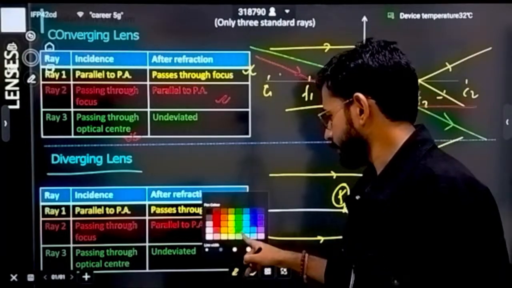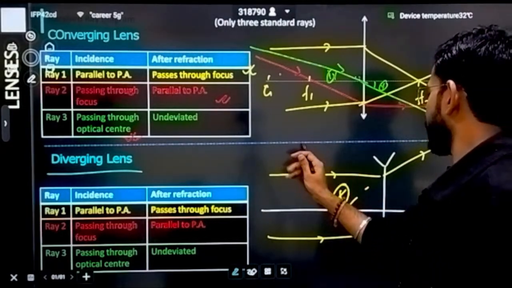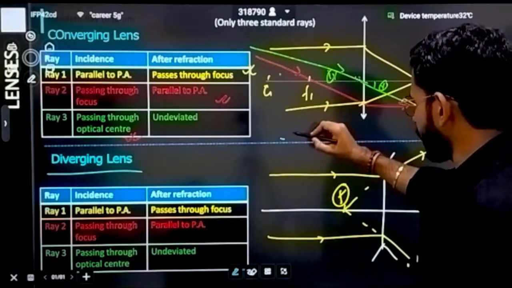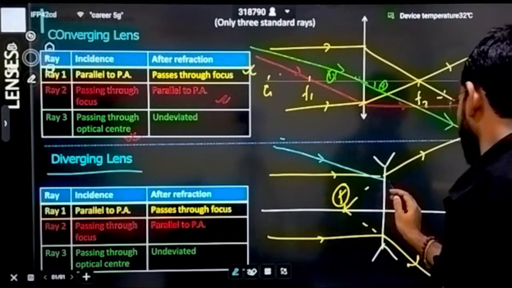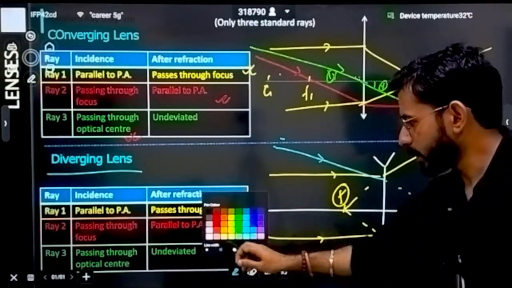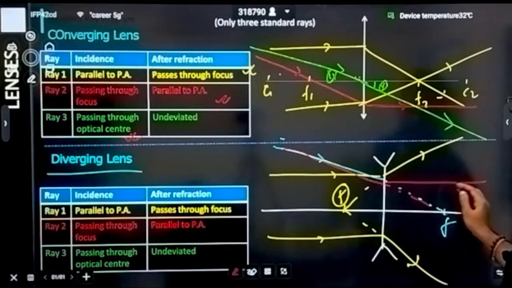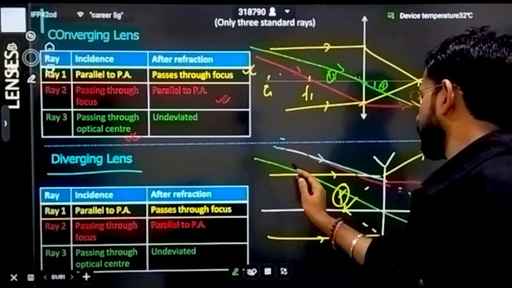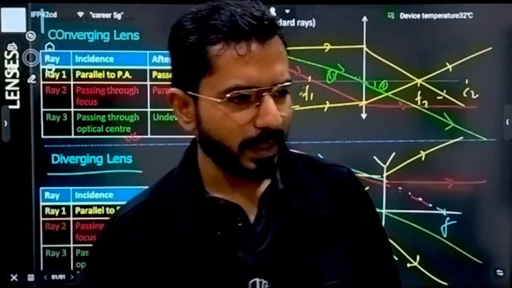If the rays are passing toward the focus, then after refraction they will become parallel. Let's suppose here it was coming and passing toward the focus, after refraction, red pencil draw kar lo bhai, this is the ray appearing to pass from the focus, it will become parallel to the principal axis. And if it is passing through the pole, it will pass undeviated. This is the third ray that you have to understand. Is it clear? So this way we draw the ray diagrams also.